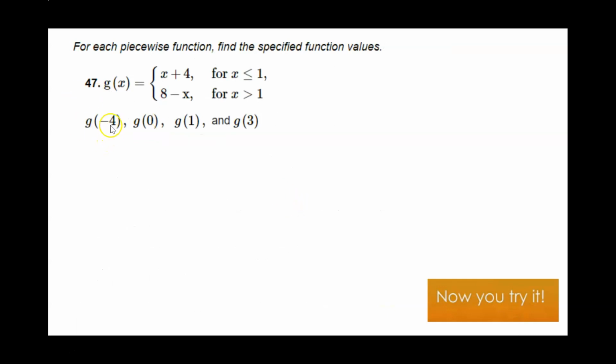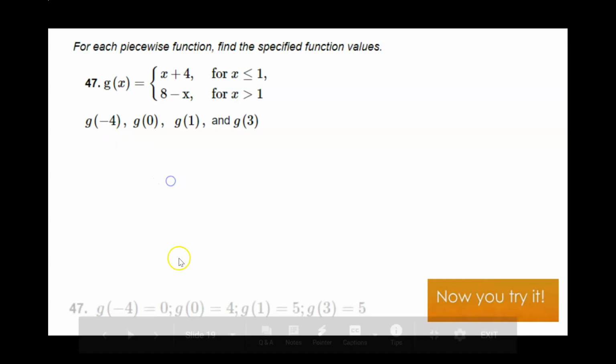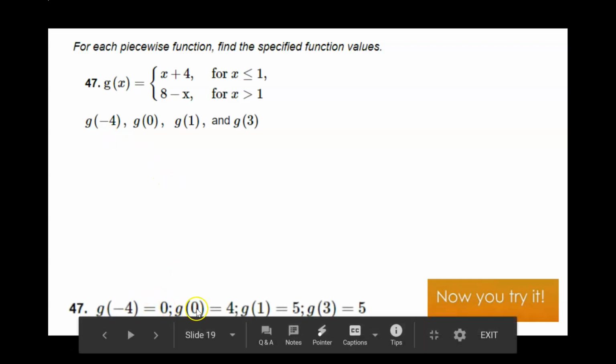So looking at this one here, where does -4 go? Does it go to the first one or the second one? We have to say, is -4 less than or equal to 1, or is it greater than 1? I don't think it's greater than 1, so it will go to this one here, which means we plug it into the first one. So -4 plus 4 gives us what? 0. That's our first answer.